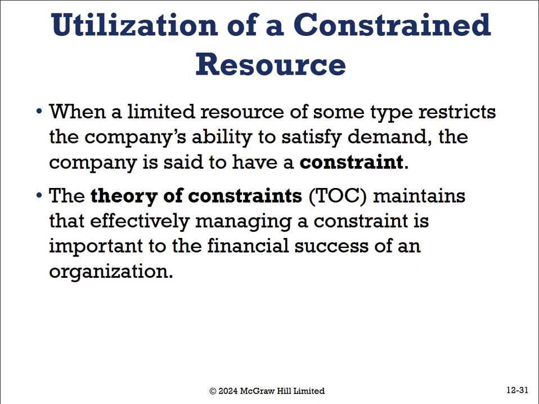When a constraint exists, a company should select a product mix that maximizes the total contribution margin earned, since fixed costs usually remain unchanged. A company should not necessarily promote the products that have the highest unit contribution margin. Rather, it should promote the units that earn the highest contribution margin in relation to the constrained resource. Let's look at an example.